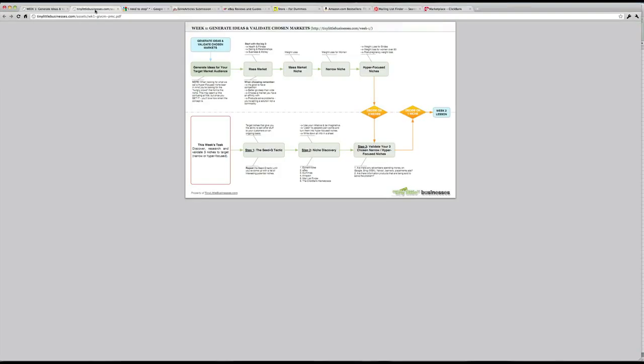What we're doing here again is following the checklist that we've provided for you in week 1. We're going to generate again some ideas, and then we're going to evaluate them.